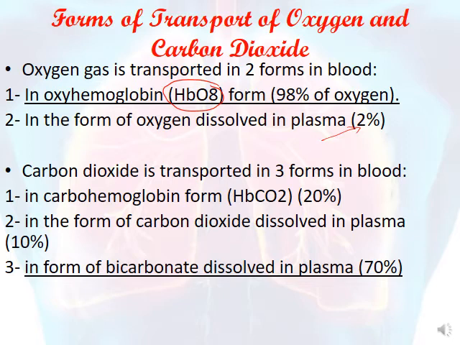Whereas carbon dioxide is transported in three forms. In carbohemoglobin form, HbCO2, it's 20%. Carbon dioxide dissolved in plasma, 10%. Mostly in the form of bicarbonate dissolved in plasma, which represents 70%.